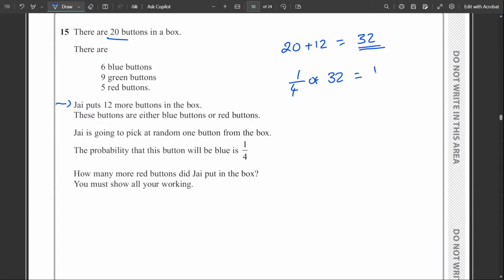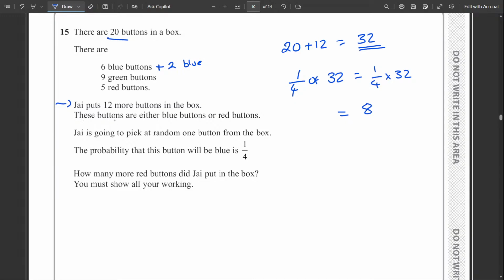Okay, so that means 1/4 times 32. It's a calculator paper. You don't have to do it in your head and say it would be 8. You can just put that in the calculator. So there should be 8 blue buttons in the box for the probability to be a quarter. That means Jay added 2 blue buttons.